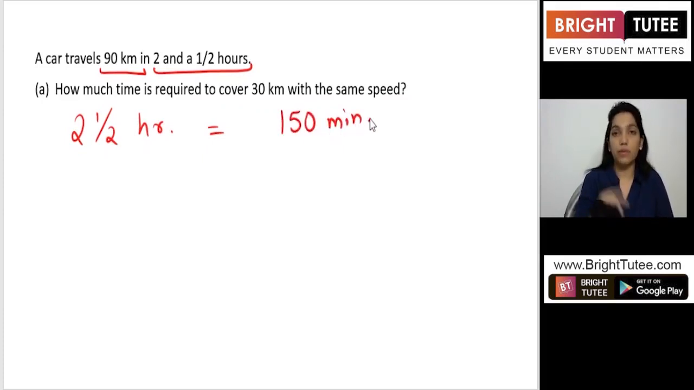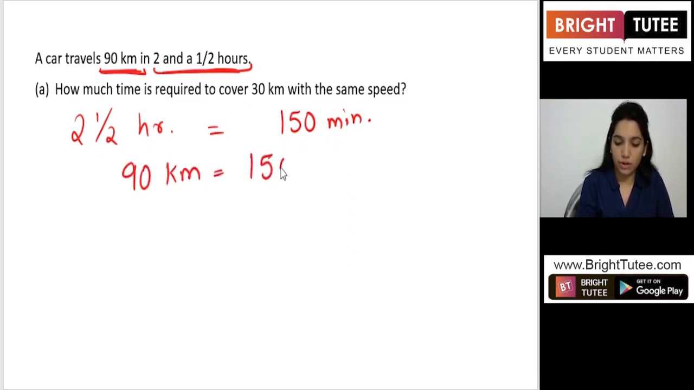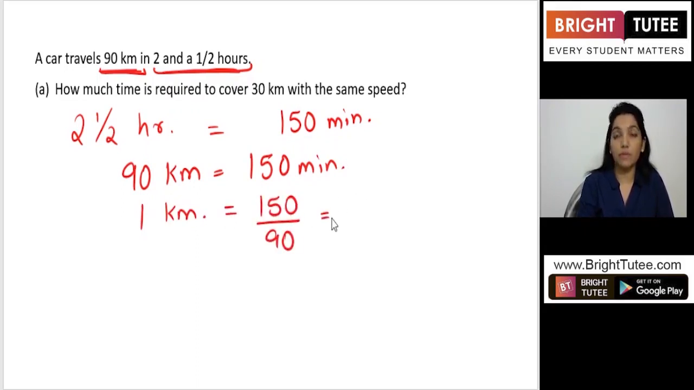We are given that 90 kilometers takes 150 minutes. So let us see how much time it will take for 1 kilometer. Let us write 90 kilometers is equal to 150 minutes. This is the time taken to travel 90 kilometers. In order to travel 1 kilometer, we simply divide 150 by 90. Solving this to the lowest form, it gives 5 over 3. Okay, and this is in minutes.